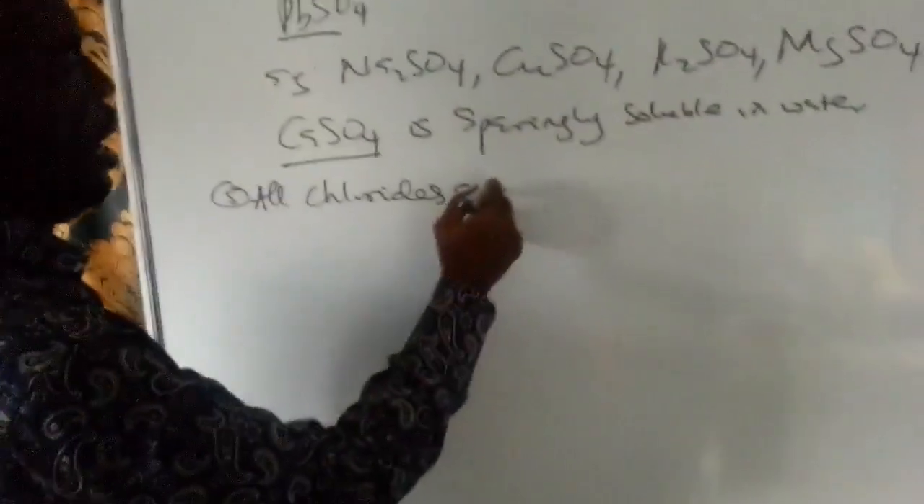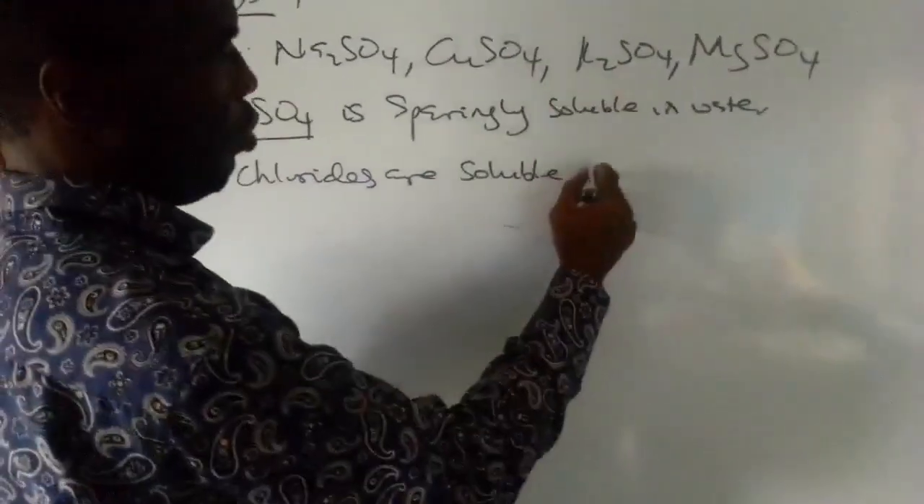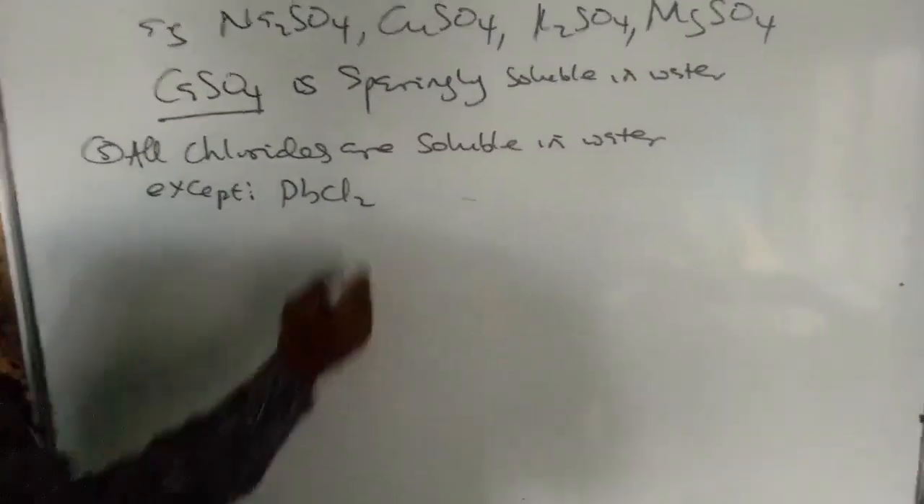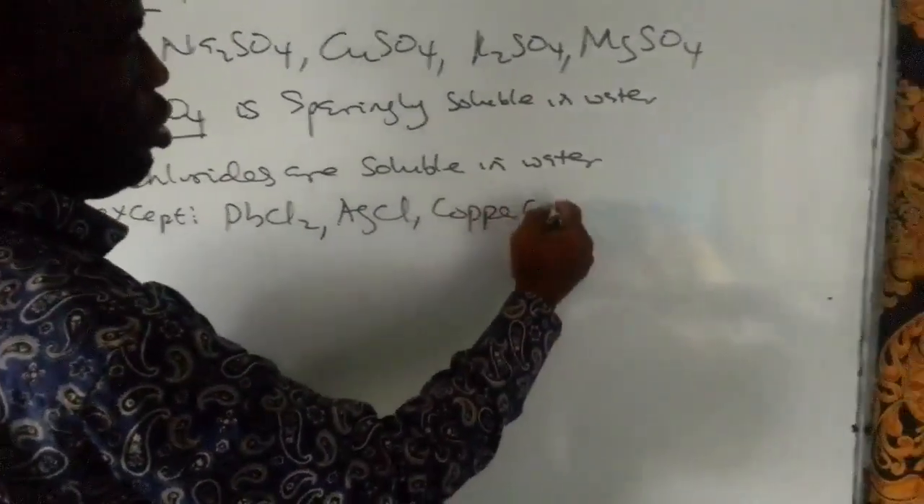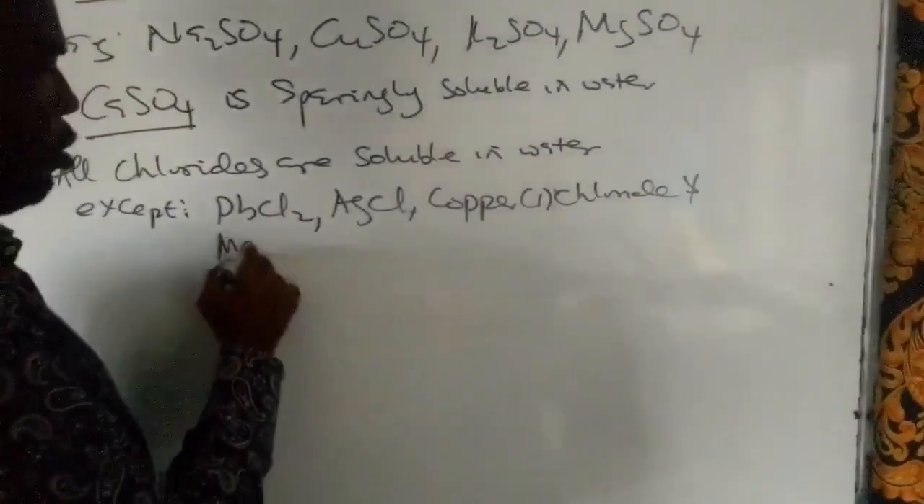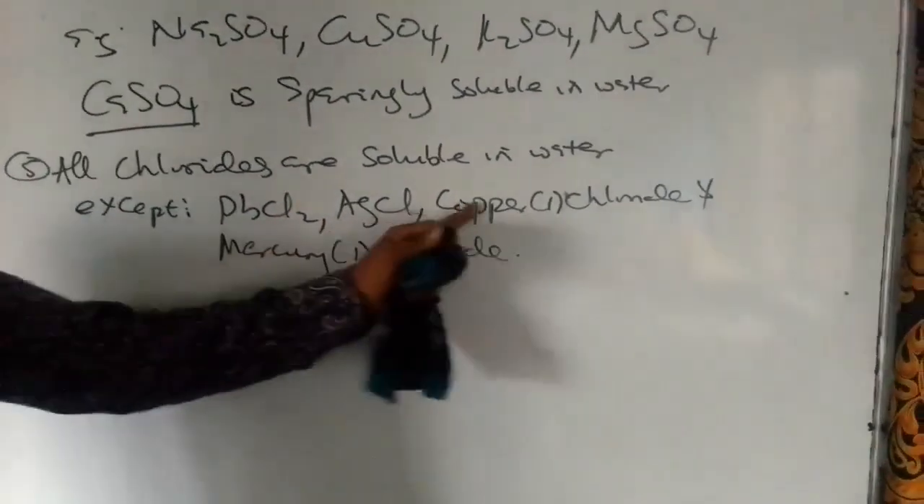Then rule number 5, we say all chlorides are soluble in water. Salts containing chlorine in them are soluble in water. There are also exemptions, except lead(II) chloride, silver chloride, copper(I) chloride, and mercury(I) chloride. So all chlorides are soluble except these ones. These ones are the insoluble chlorides.